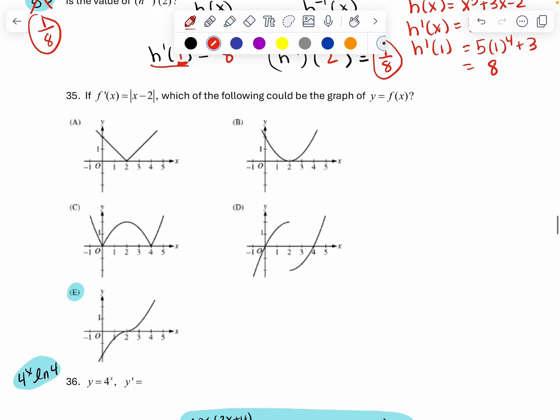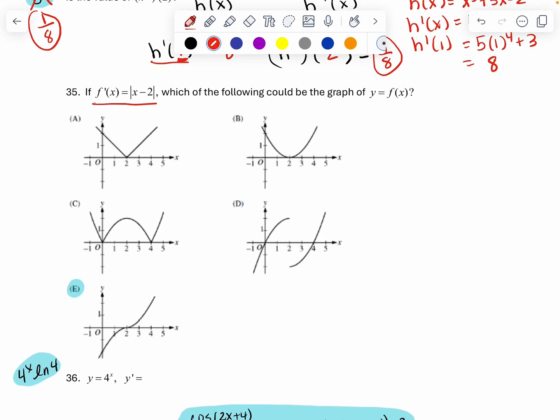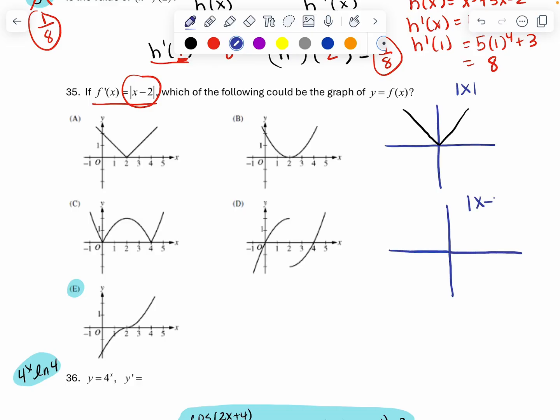All right, number 35. It says F prime of x is the absolute value of x minus 2. Which of the following could be a graph of y equals F of x? One thing here, you do need to know how to sketch the absolute value of x minus 2. You remember the absolute value function is just a V. So absolute value of x literally just looks like this. It's a V that goes through 0, 0. So what happens if I do an absolute value of x minus 2? From Algebra 2 trig, it just moves everything right 2. So it moves this center over to 2.